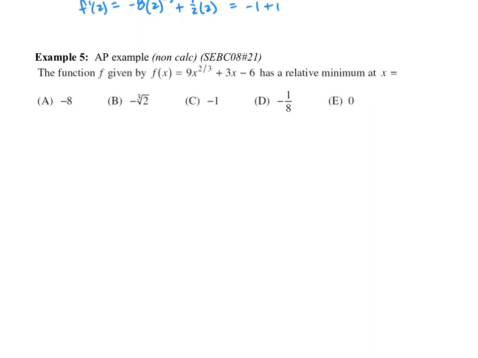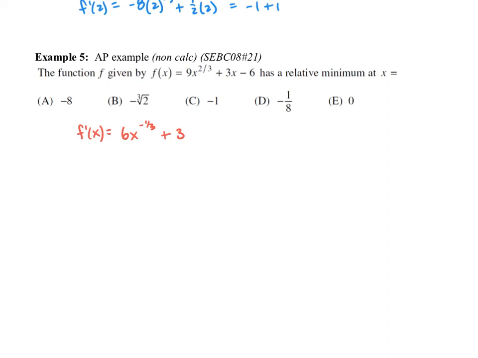So we have a function f, and we want to know when it has a relative minimum. The first step is obviously to take the derivative, because what we're going to look for are all critical points. So we're looking for when the derivative is 0 or undefined. And so we're going to use the power rule here. 9 times 2/3 is going to be 6 times x to the -1/3 power. And then we have plus 3.